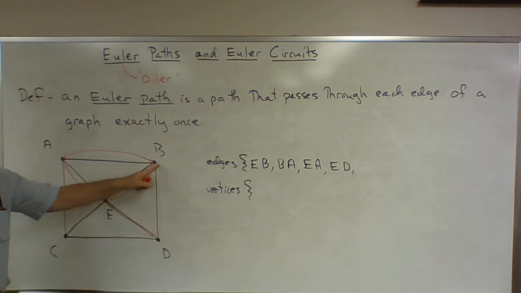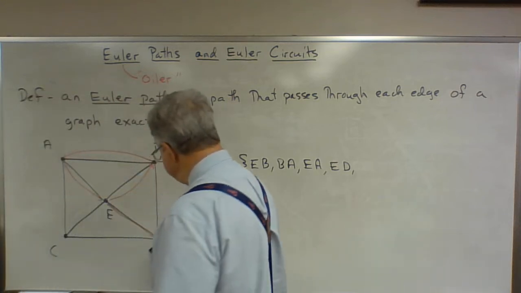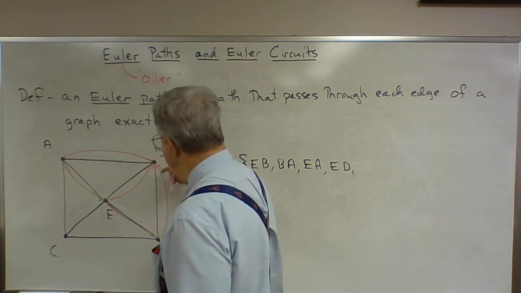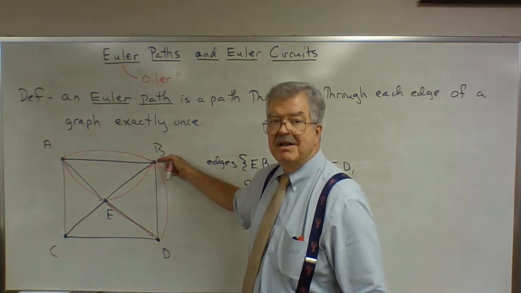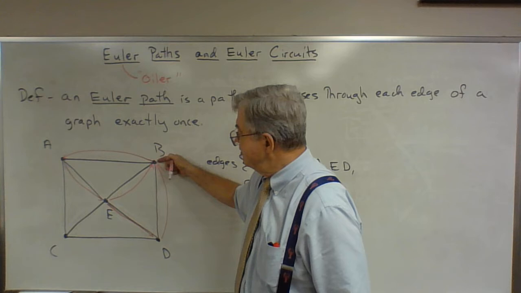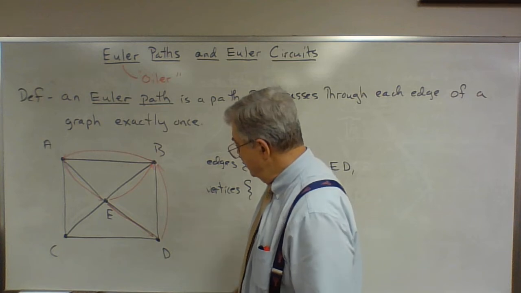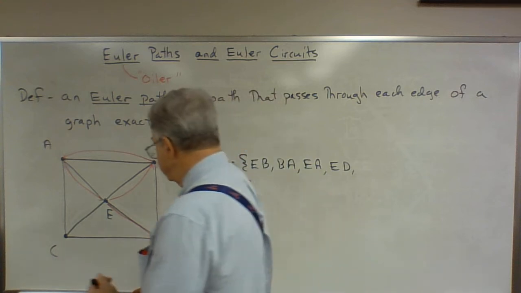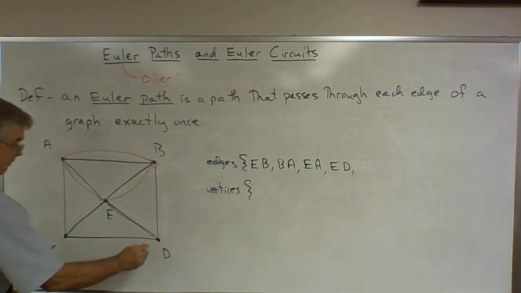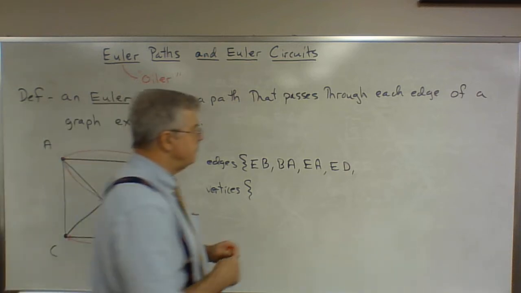And if I go from D to B, I'll be stuck at this vertex, because there won't be a path for me to leave vertex B on that hasn't already been passed through. So no, I'm not going to go from D to B right away. So I guess I'll have to go from D to C instead. Okay, D to C.